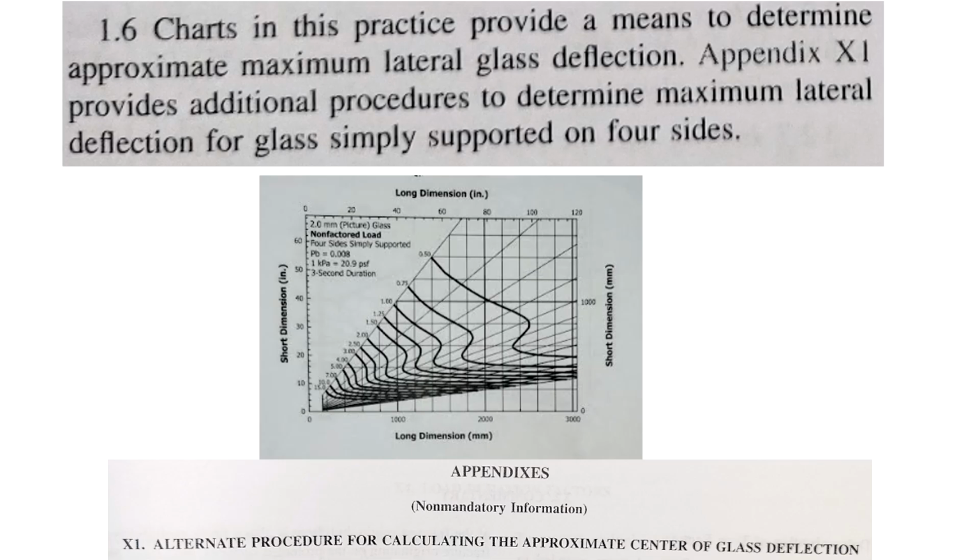If you look below the two charts, it says the upper chart is a non-factored load chart. I don't have this on the screen, but you can read this. It's below on every page where there are charts. There are two captions at the bottom. For instance, on page 9, this is the first chart. It says your upper chart is your non-factored load chart for 2 millimeter, what they call picture glass, with four sides simply supported. That's your non-factored load chart.